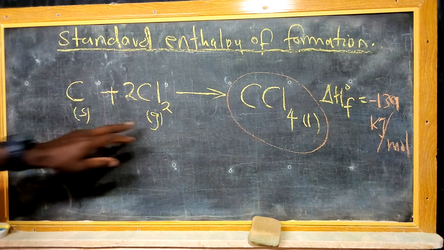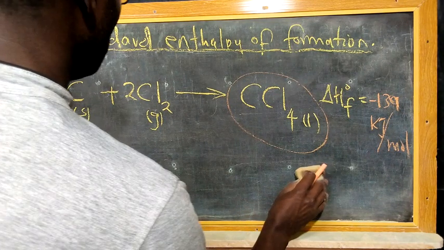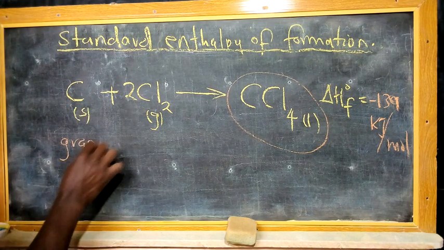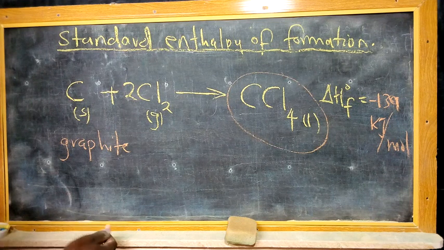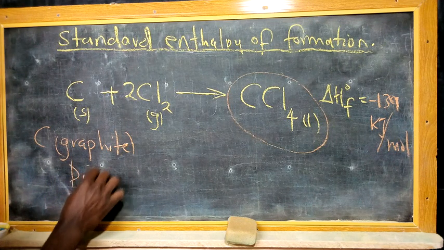us to designate these particular letters to indicate the state of the reactants and the product. And then you'll find that there's another term that we shall use to denote what we call different elements. You will see that this is a form of carbon that we call graphite. Carbon has different allotropes or forms. This is graphite, and then we have another one that is known as diamond.